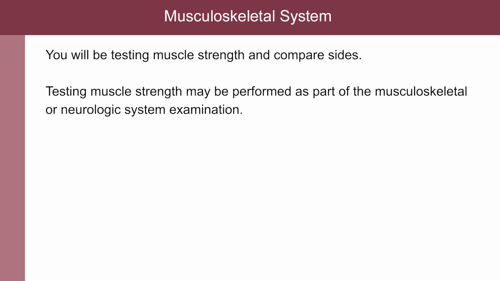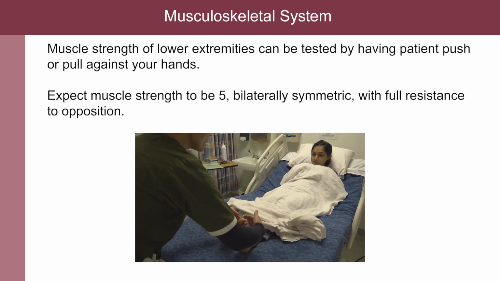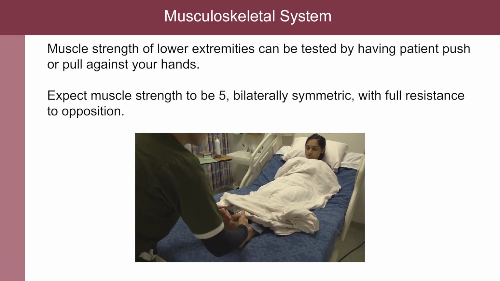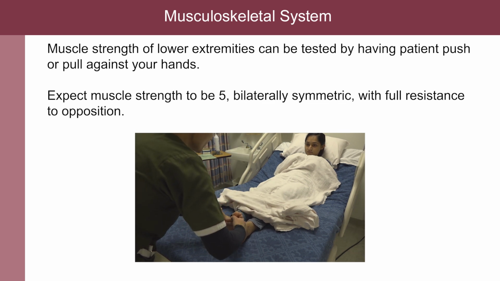You will be testing muscle strength and comparing sides. Testing muscle strength may be performed as part of the musculoskeletal or neurologic system examination. Ask the patient to flex the muscle being evaluated and then to resist when you apply opposing force against it. Muscle strength of lower extremities can be tested by having patient push or pull against your hands. Expect muscle strength to be 5, bilaterally symmetric with full resistance to opposition.